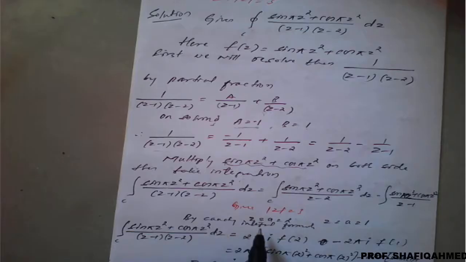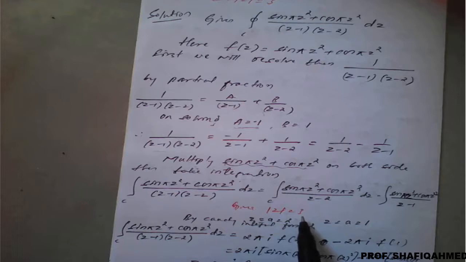Therefore by Cauchy's, with |z| = 3, in the first integral the value of a is 2 and in the second integral the value of a is 1. Both z = 2 and z = 1 are inside the circle of radius 3. Therefore we can apply Cauchy's integral formula, and here we don't have any power, so no need to apply the generalized Cauchy's integral, only Cauchy's formula.